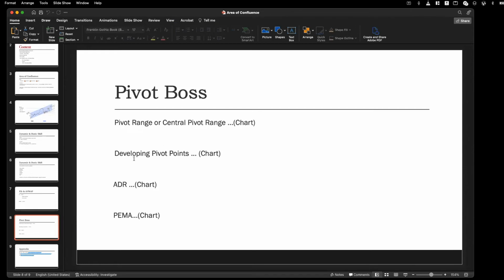Ochoa is also the developer of the CPR, right, Ganesh? Yeah, that talks a lot about the use of the CPR strategy, so we'll be covering that also. There was one question I asked at the beginning: what is the relevance of the pivot point? We'll be covering that today. I'll be covering the pivot range and the CPR, then the developing pivot points, ADR and PEMA.